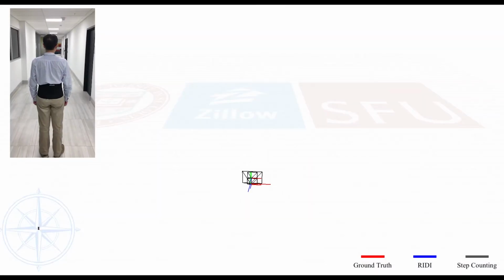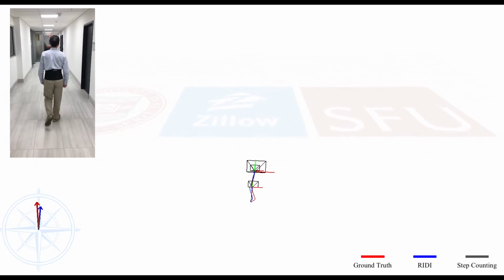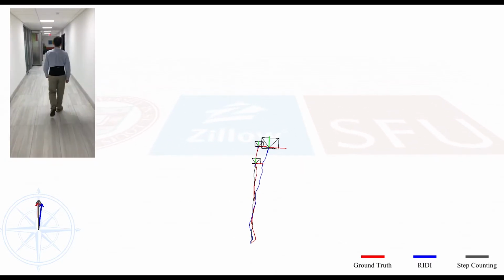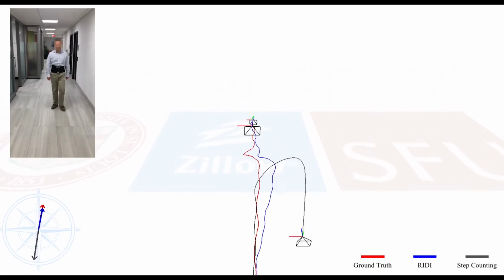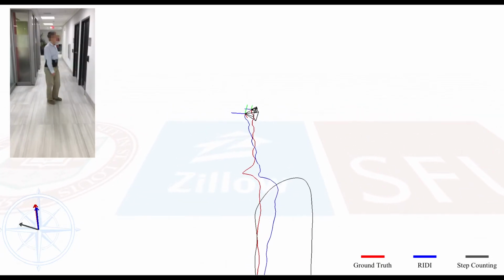In this example, the device is mounted on a body. The subject turns around and walks backwards in the middle. The step counting method again makes large errors. Our method successfully produces a straight trajectory despite the change of device orientations due to spinning.